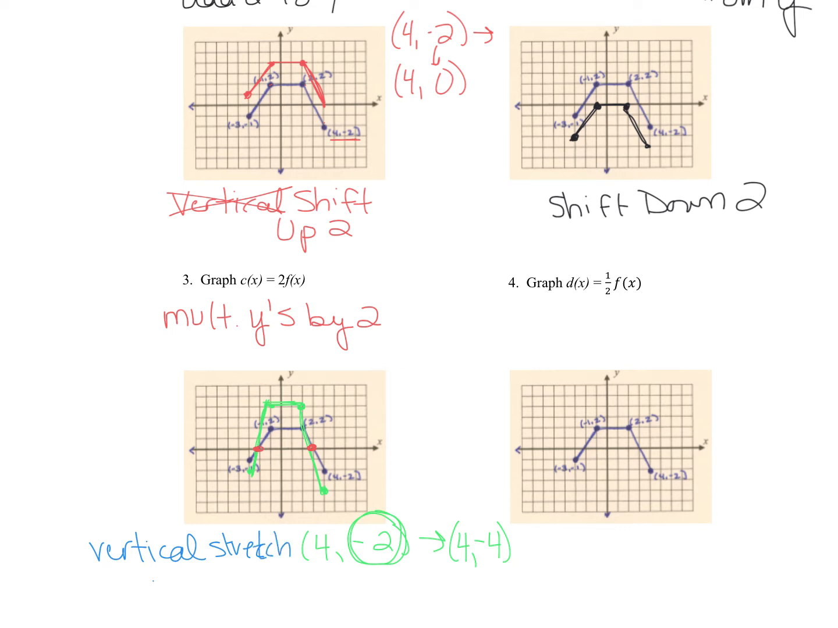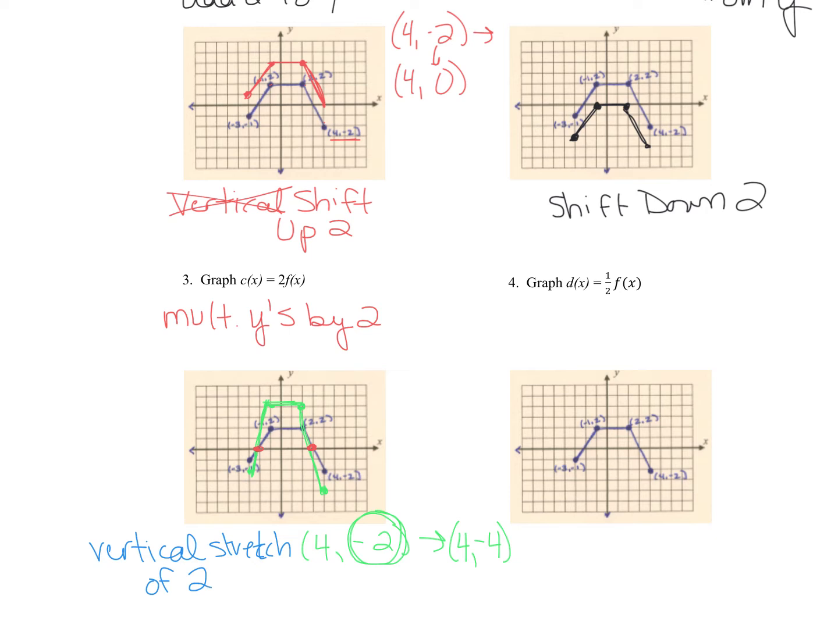And in this case, because 2 is the number that's being multiplied by f of x, it's a vertical stretch of 2. Notice the difference. The shifts just kind of keep the shape the same, move it up or down. The stretches stretch it away from the x-axis, or, as we're going to see on the next one, it's actually going to compress it down towards the x-axis.